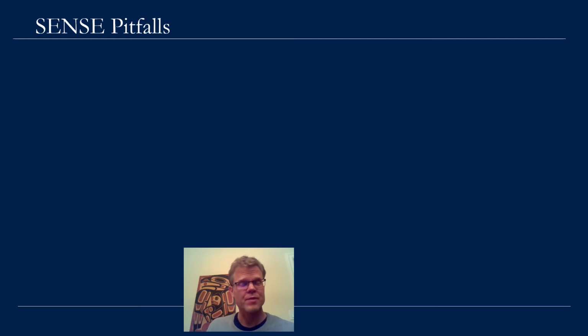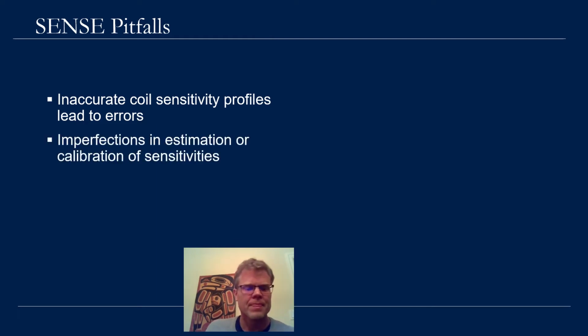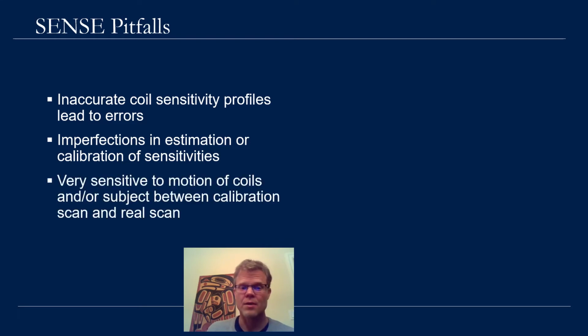And the SENSE method is very powerful, very common. It has a couple of pitfalls. The most significant of those is if we have inaccurate coil sensitivity profile measurements. If we don't know these C for the individual coils, then that leads to errors in the reconstruction. And that's what both of these are saying, either inaccurate measurements or imperfections in these measurements. For example, if it requires separate calibration in a real scan, and you have motion occurring between either the coils or the subjects, then we're going to see errors.